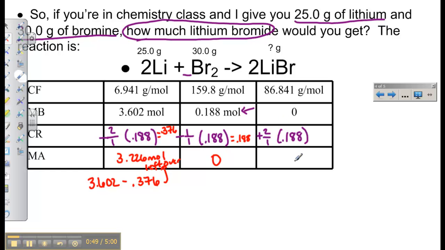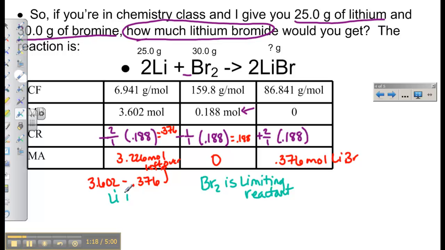And here we are going to add 2 times 0.188 to 0. So we get 0.376 moles of lithium bromide. Okay, so our limiting reactant here is our bromine. So Br2 is my limiting reactant. It is used up first. So my lithium is my excess reactant. I have some of that left over. I have 3.226 moles left over.